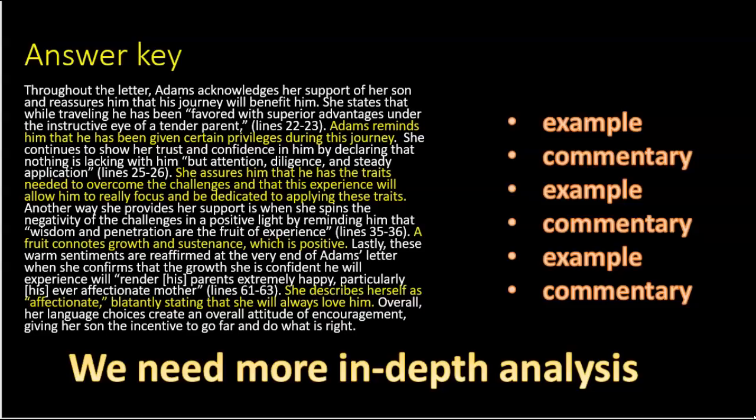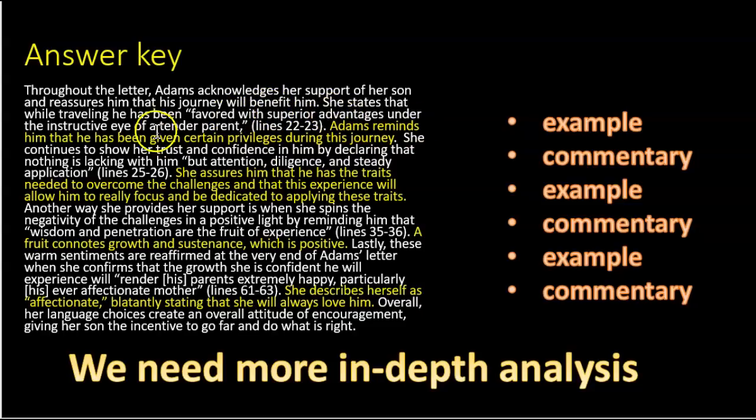Throughout the letter, Adams acknowledges her support of her son and reassures him that his journey will benefit him. Already, we notice this person is starting with a topic sentence, and what stands out to me about this topic sentence is that she's acknowledging the support of her son and she's reassuring him. So starting with that purpose of reassuring him, we have several examples of where she is trying to support and reassure him that this journey is going to be beneficial. And so notice that the author did a really good job of including that evidence to support this topic sentence.